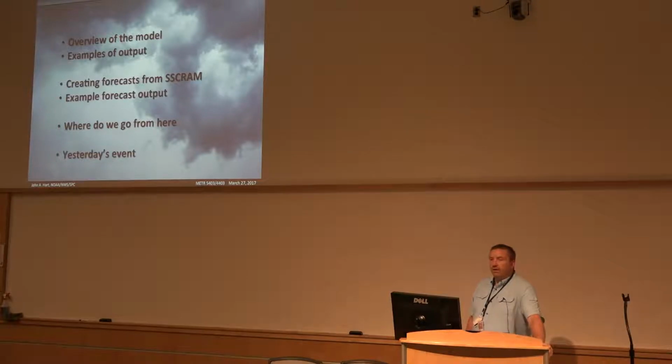how we create forecasts from SCRAM, because just creating a PDF of one particular parameter doesn't necessarily give you a good forecast. I guess it could, but we can do better than that. Example forecast output from a few events. Ideas of where I want to go with this project and where I think the future holds for it, and then I'll just review yesterday's event from a SCRAM perspective so you can see what it produced.